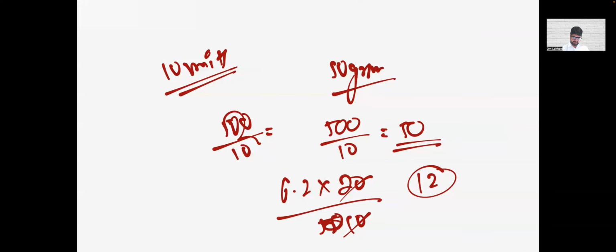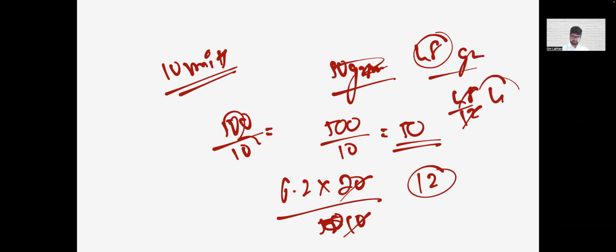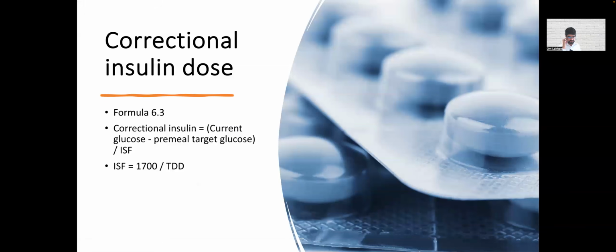So let's say the patient is about to consume, let's make it simple, 48 grams of carbohydrate. So 48 divided by 12 will be 4. So you'll be giving 4 units of bolus insulin before the meal. So this is not the entire dose. I'll come to this. The other thing you use is a correctional factor.